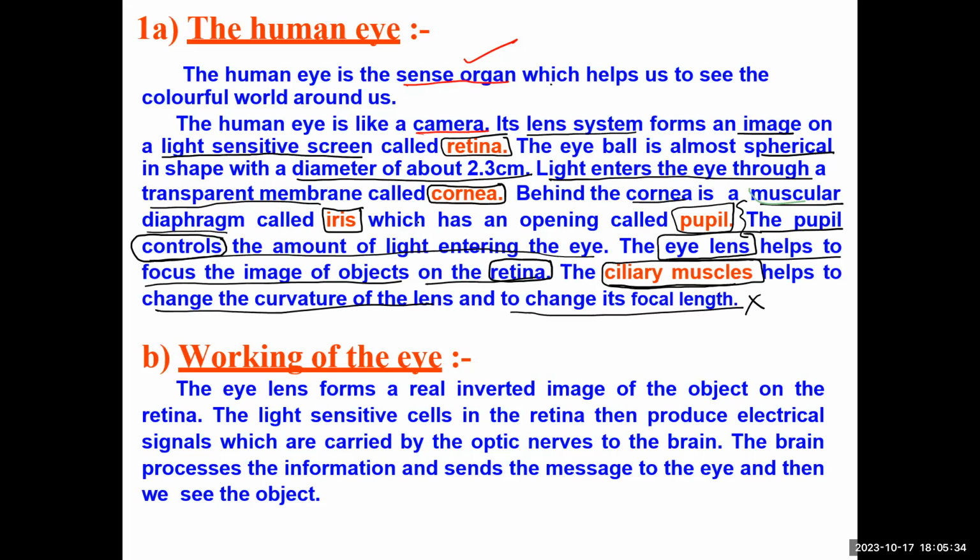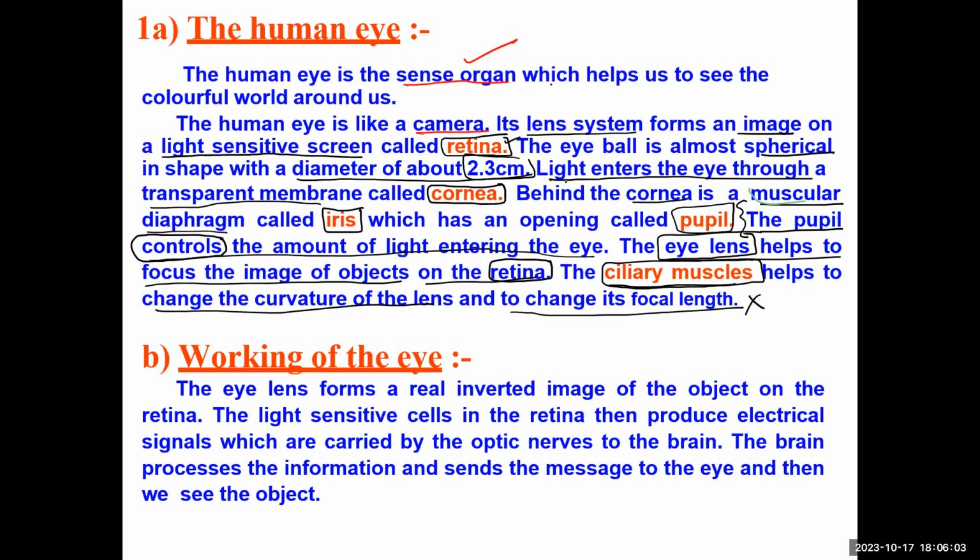This is regarding the different parts of the eye. Which parts have we studied now? First, we studied the retina. The retina is a light sensitive screen which forms an image. The lens system will form an image upon this light sensitive screen. Then what about the eyeball? The eyeball is spherical in shape. And what is the diameter of the eyeball? The diameter of an eyeball is 2.3 centimeters.